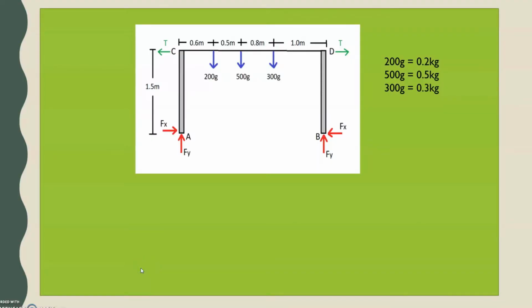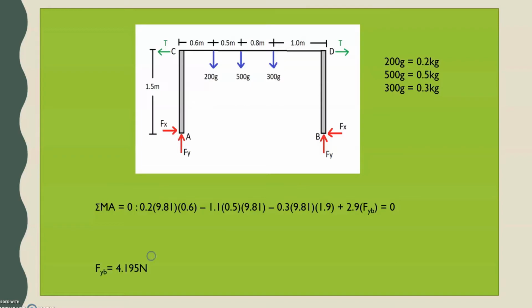Now we need to find FYB. To find FYB, we will need to use moment at point A. So the moment at point A is going to be equal to 0. And now we start the calculation by multiplying the forces with the distances. So the amount of FYB is going to be equal to 4.195 newtons.